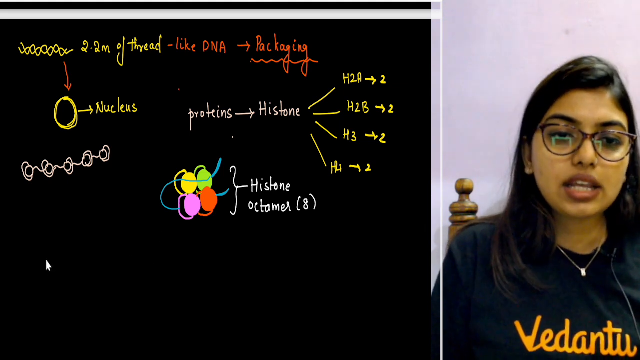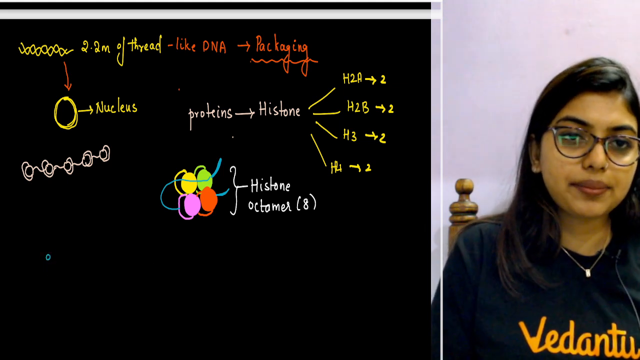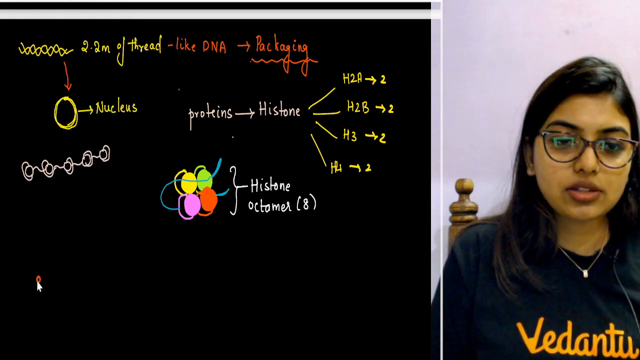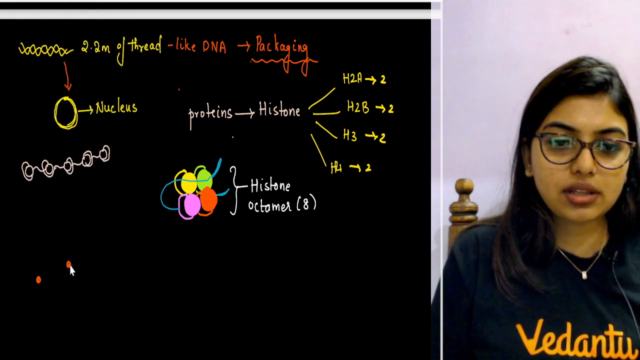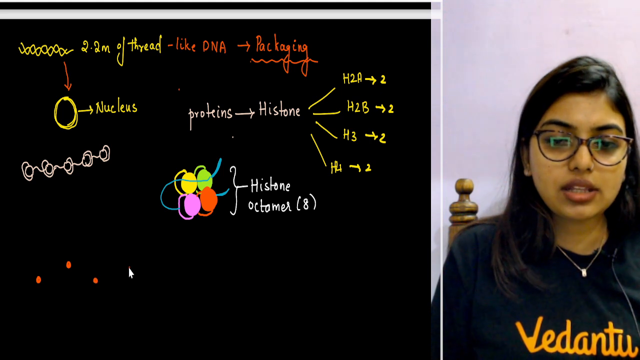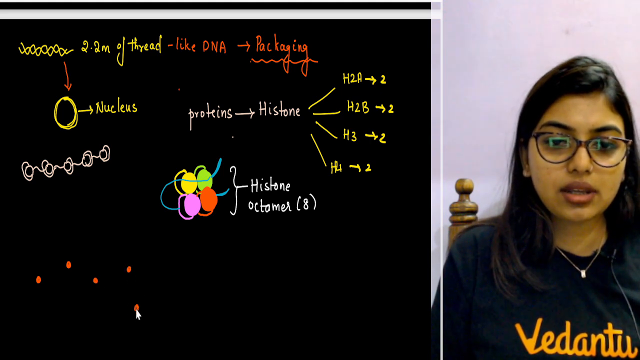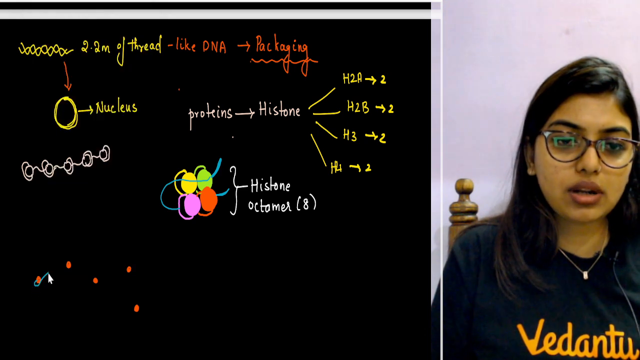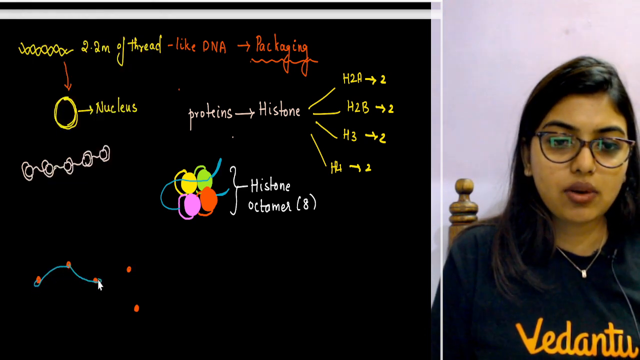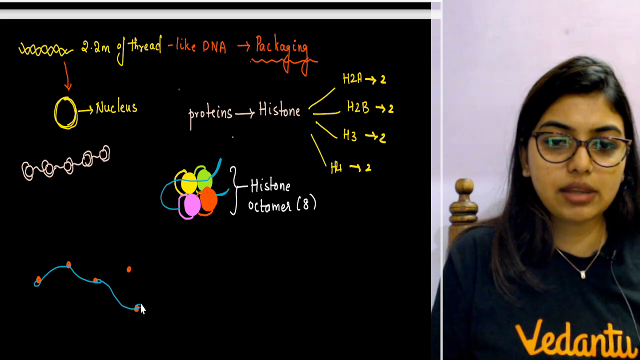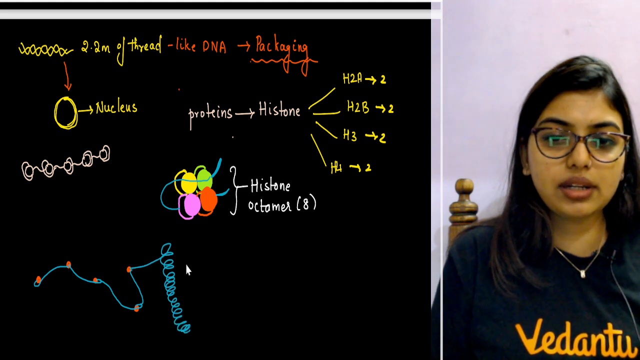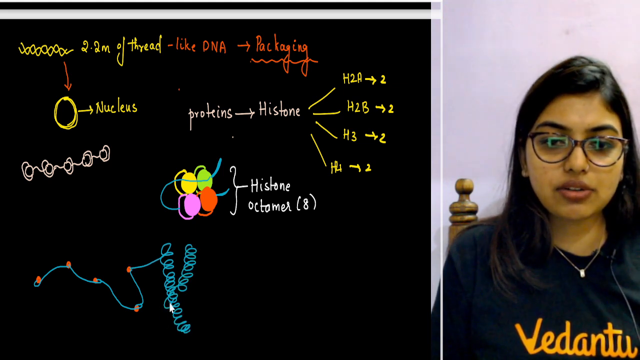Remember how this whole structure is going to be. There's going to be one histone, another histone, another histone, and another histone. So this DNA is going to be wound around these histones like this. It will keep winding around, and then it will become condensed to form chromatin fibers. Like this, condensation will happen.